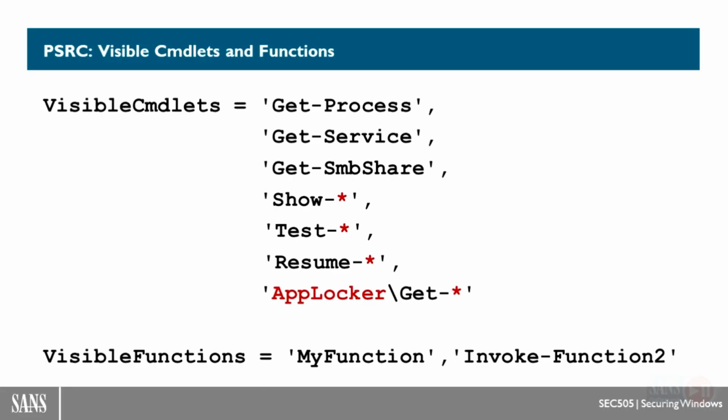Now these are all commands that are built into PowerShell. What about your own custom functions? As you can see at the bottom of the slide, you have another key in this hash table called VisibleFunctions, followed by the names of the functions that you want to allow. And where are these functions implemented? Where's the code for these functions? It would be in this file. This file that we're editing right now has not only the names of the commands and functions that you can run, but also the code for those functions.